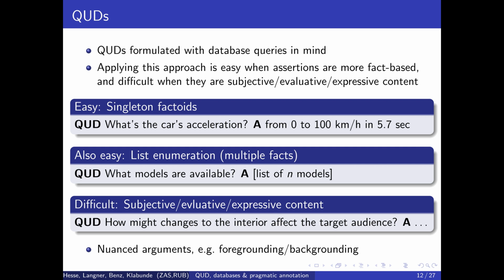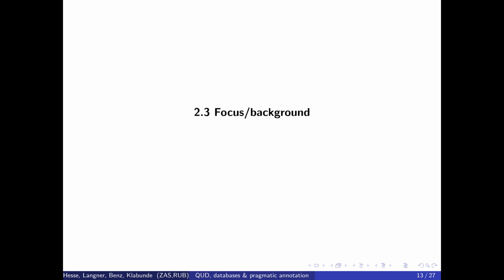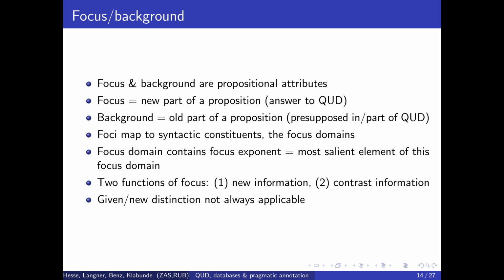So the QED structure, in essence, also needs to reflect the importance that certain bits of information have as evidence in an argument. Focus and background are propositional attributes. Focus is the new information, background is the old information. Focus, the new information, is an answer to a QED, whereas the background should be part of how you formulate the QED in the first place, because it is either part of the QED phrasing itself, or it is presupposed by the QED. And foci map to syntactic constituents, the focus domains.